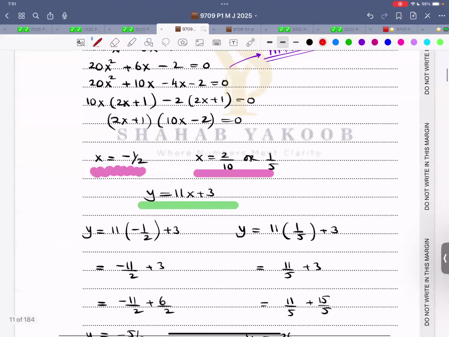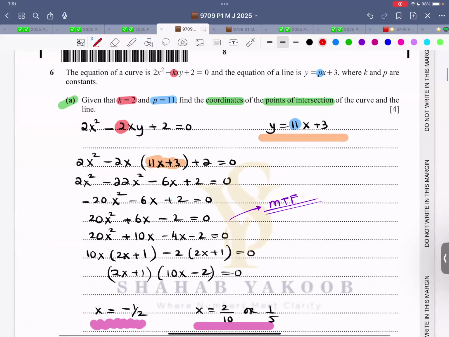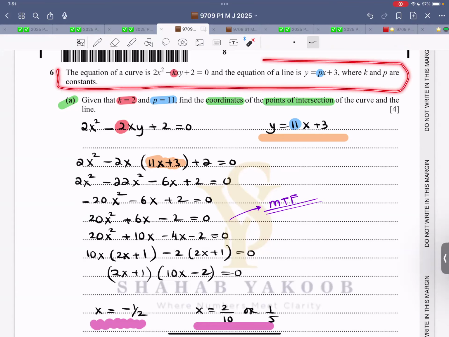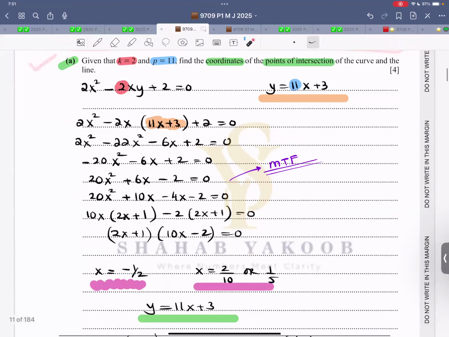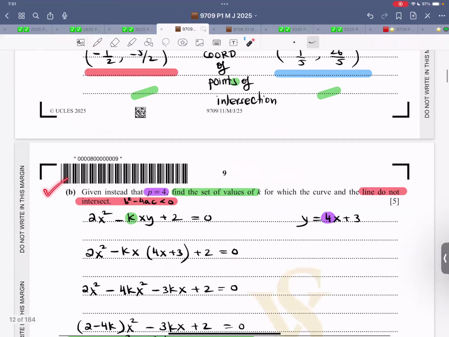That's right over here. Now, the first part is pretty simple. I think you can read it. The equation of a curve is such and such. The equation of a line is this, where K and P are constants. So now, I want to emphasize one thing. This paragraph right over here is applicable for part A. This is applicable for part B.